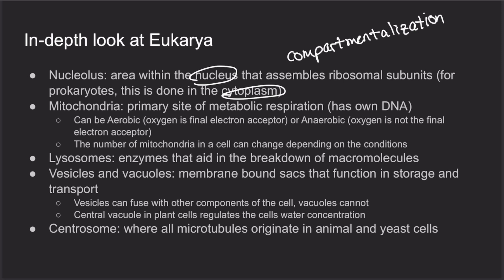Okay. One more thing, which was another question on one of my midterms, is the number of mitochondria in a cell can actually change depending on the conditions. Meaning that if you are a runner, okay, you need a lot of energy. You can actually have more mitochondria in the cell than someone who is not a runner, right? Who doesn't exercise.